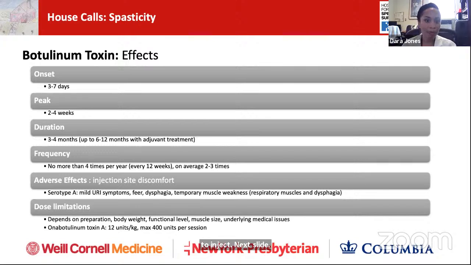So Botox has an onset of about 3 to 7 days, and it has its best effect at about 4 to 6 weeks, and then it lasts generally for about 3 to 4 months. We try to avoid injecting more than 4 times a year. Adverse effects can include some temporary muscle weakness and fever, but that usually resolves within the first week. Next slide.